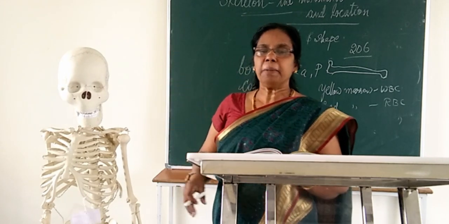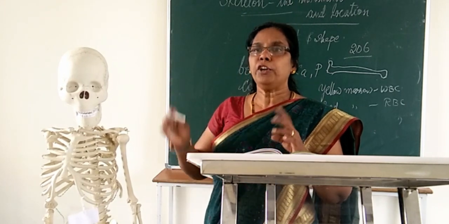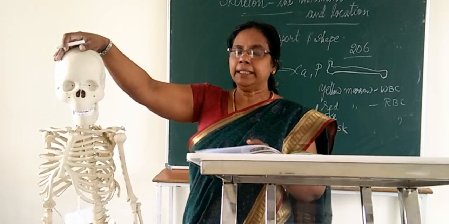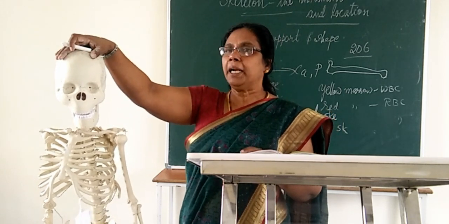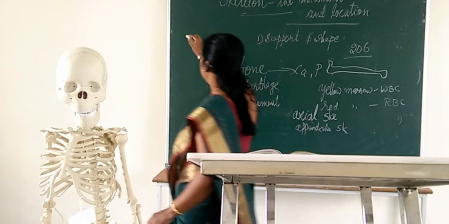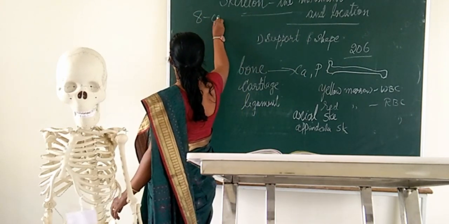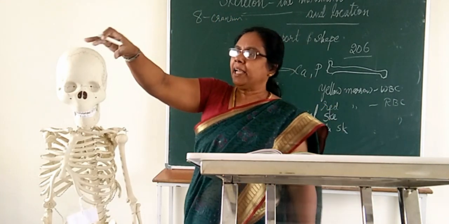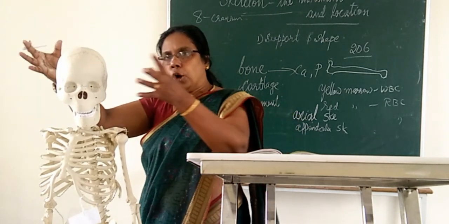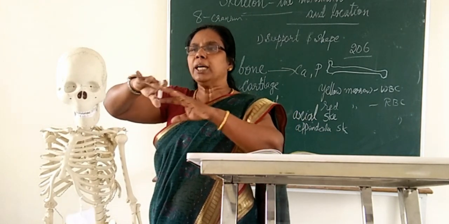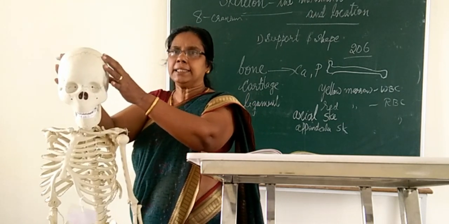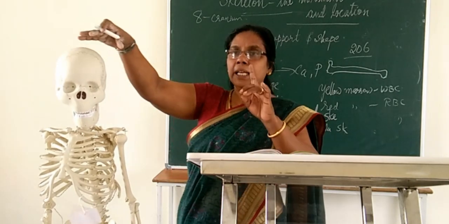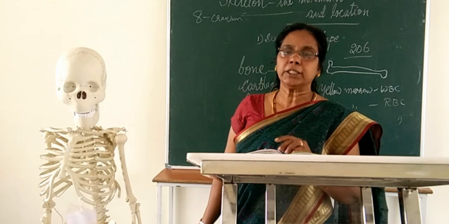The cranium is made up of 8 bones which are fused together. So the cranium is made up of how many bones? Yes, 8 bones. But can you see them separately? No, they are fused together to form a single bone-like structure. Actually, 8 bones are present.